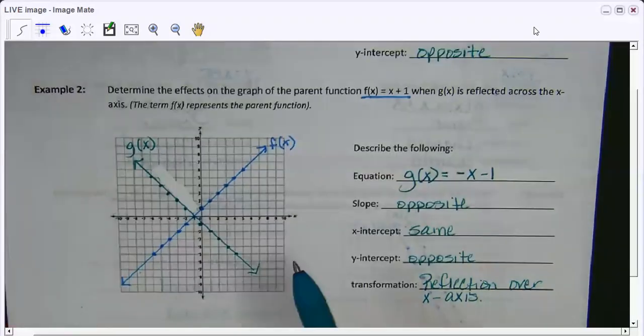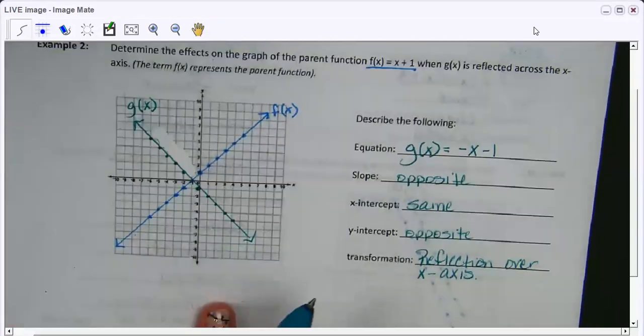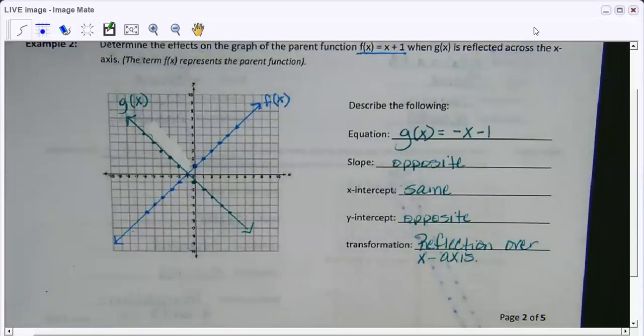Okay, so when you're finished, it should look like this. And I want you to notice the description. Not only did I say that it was a reflection, but I specified that it is being reflected over the x-axis, even though that's what it already told us to do. Okay. Any questions on this one?